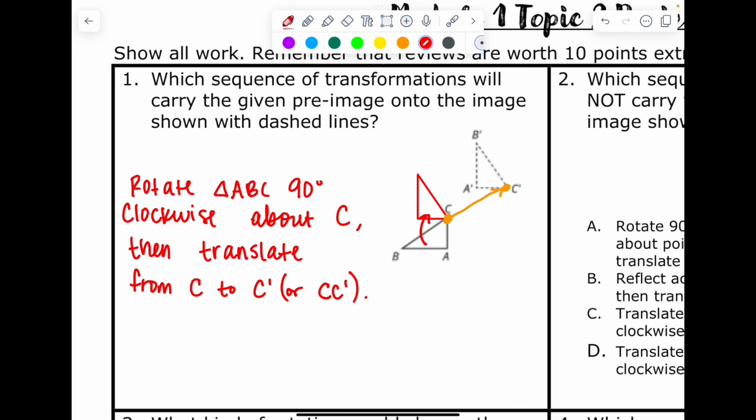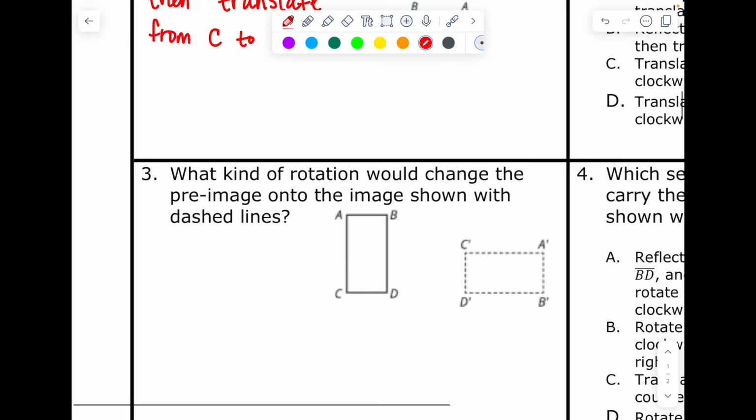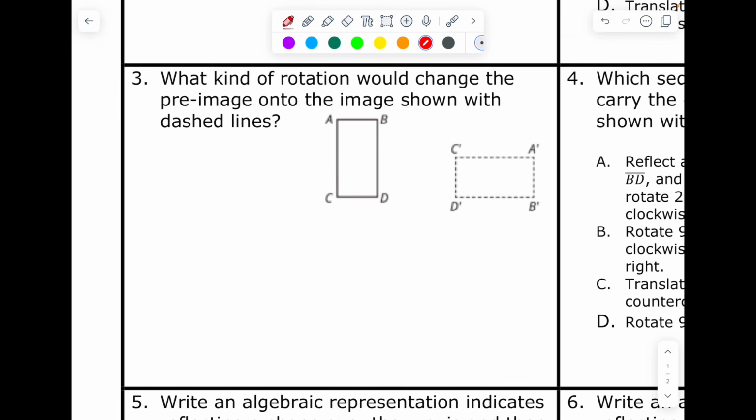All right, so for number 2, we're trying to figure out which one will not carry. Go ahead and try that on your own. Number 3, what kind of rotation would change the pre-image to the image? So it's supposed to be a rotation.